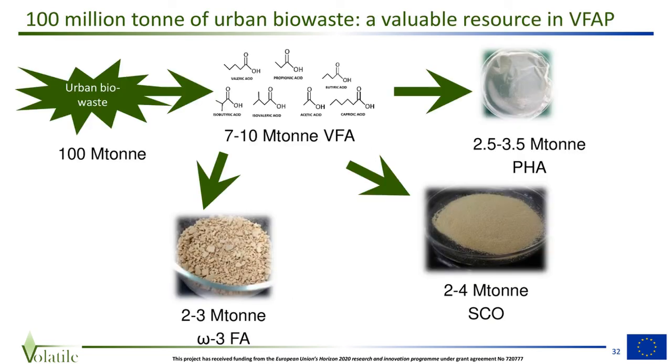So bringing us back to our 100 million tons from the start of the presentation, this should not only be looked at as a burden to the environment, but we should see it as a valuable resource in the volatile fatty acid platform. And with this 100 million tons, with the current conversion rate that we obtained in the project, we could produce between 7 and 10 million tons of pure volatile fatty acids. And these in turn could be converted to 2 to 4 tons of either polyhydroxyalkanoates, single-cell oils, or omega-3 fatty acids.